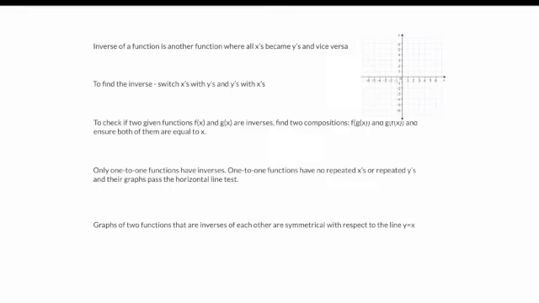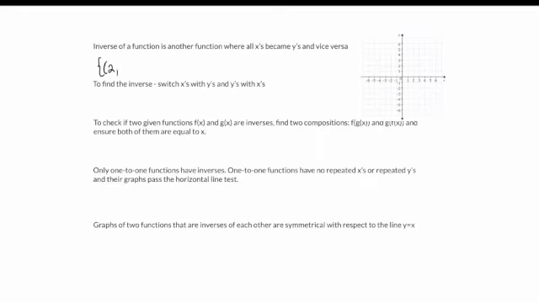This video will introduce you to function inverses. The inverse of a function is another function where all x's become y's and all y's become x's. So let's say we have a function that is given as three ordered pairs.